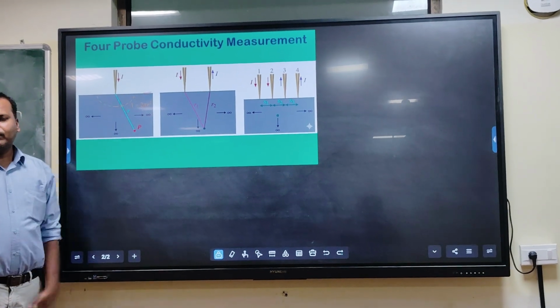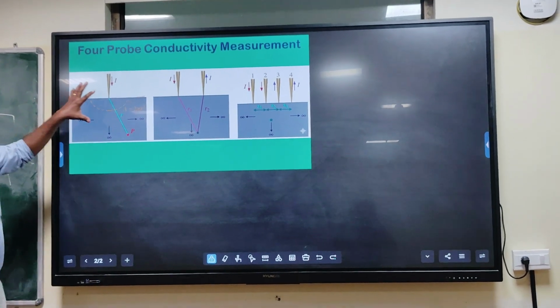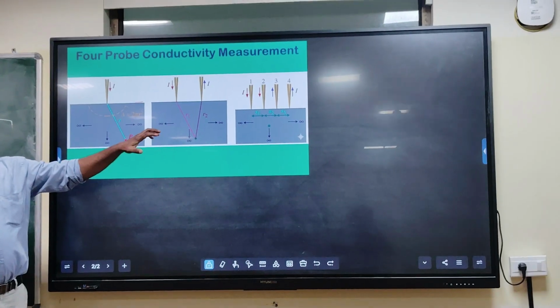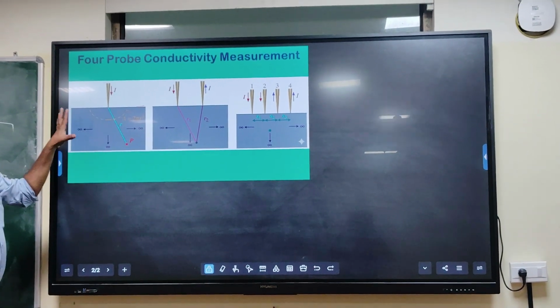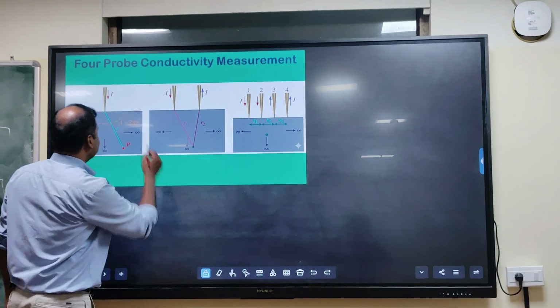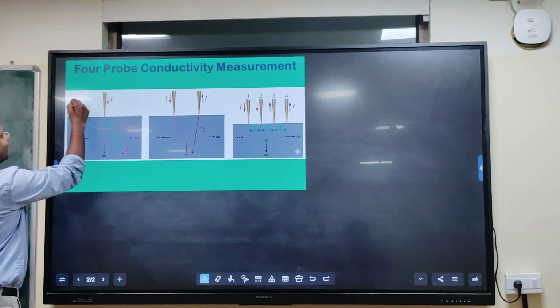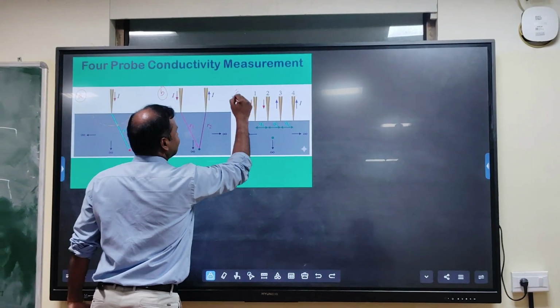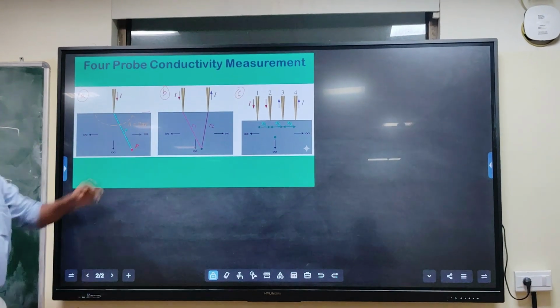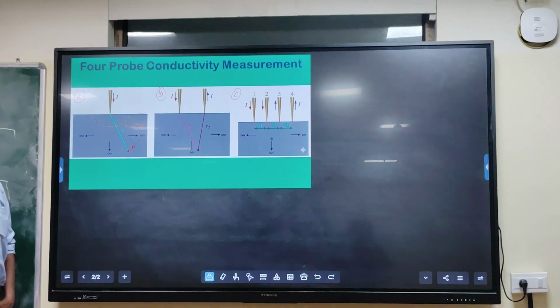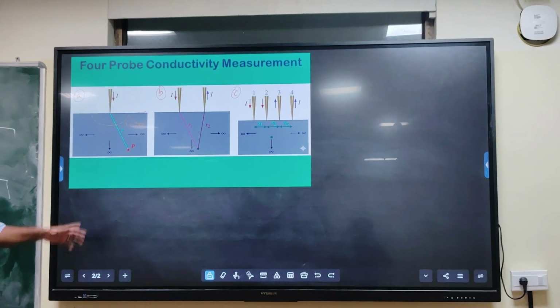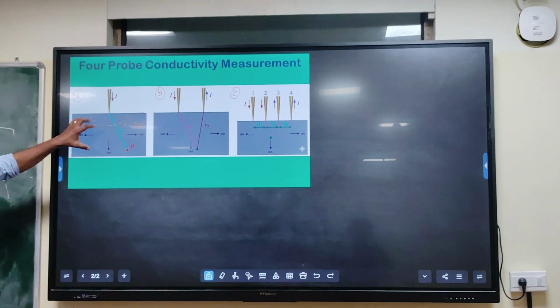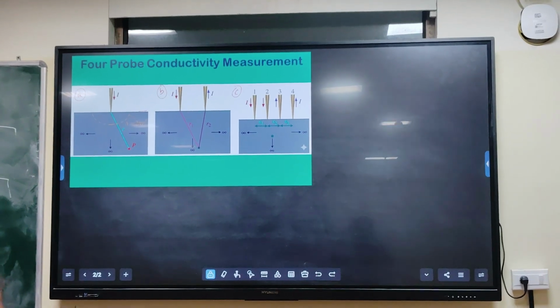So in this video, we are going to derive the four-probe conductivity relation. For that, we will take three different schematics, A, B, and C. We have three different figures for deriving our relations. So let us take the first figure, figure A.